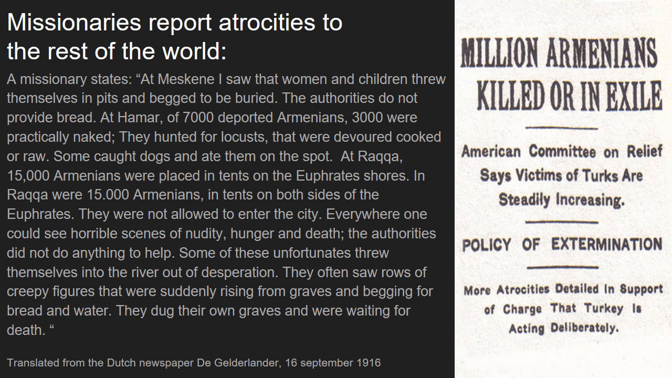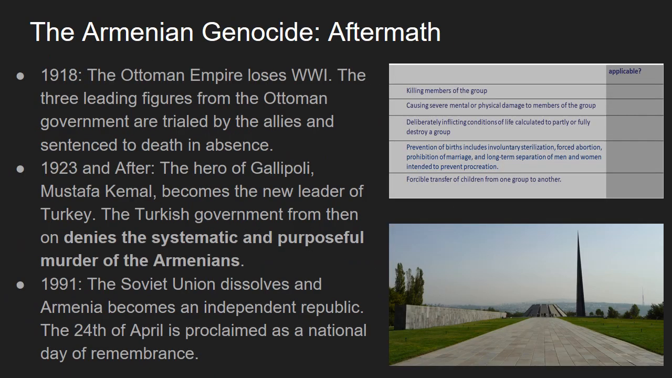After the war was over, the genocide basically ended when the war ended. And at that point, there was so much else going on and so much other reconstruction that needed to happen that nothing much was really done to address the genocide. So in 1918, the Ottoman Empire loses World War I. The three leading figures from the Young Turk government were trialed by the Allies and sentenced to death in absentia.